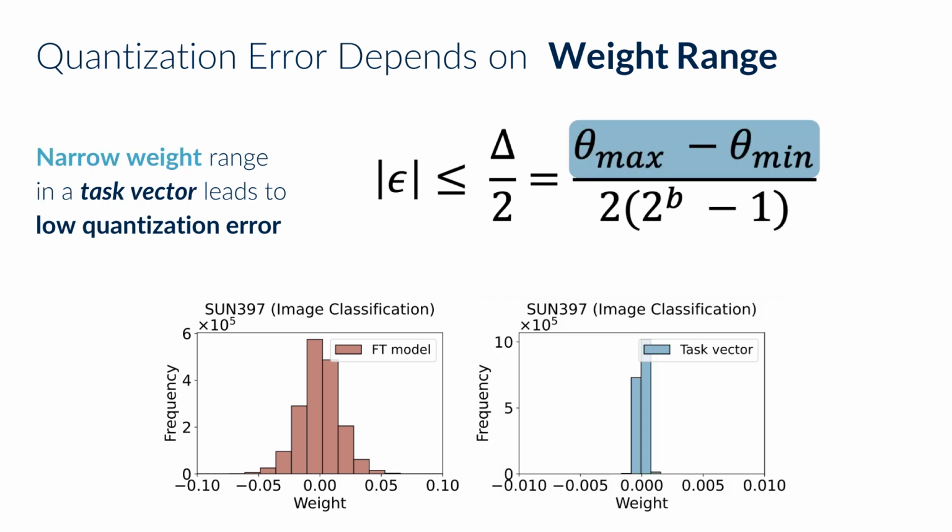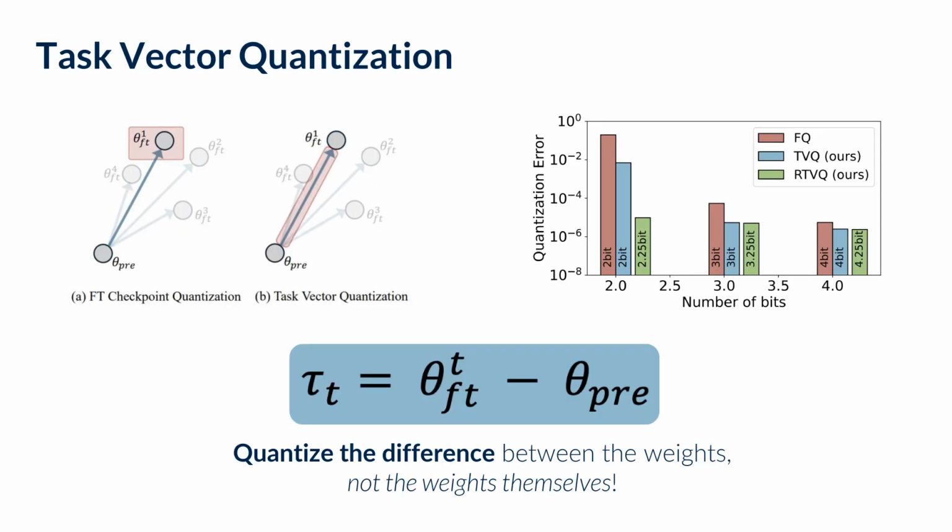Here we arrive at the most critical observation of our research. As you can see in the figure, the weight distribution of the task vector has a significantly narrower dynamic range than the weights of the full fine-tuned model. This is the key. A narrower range means lower quantization error. This led us to ask a fundamental question: what if we change what we compress?